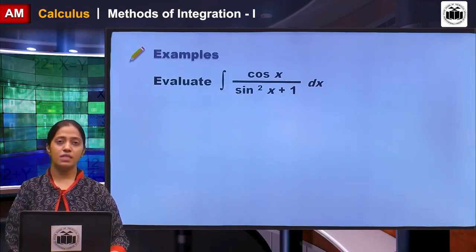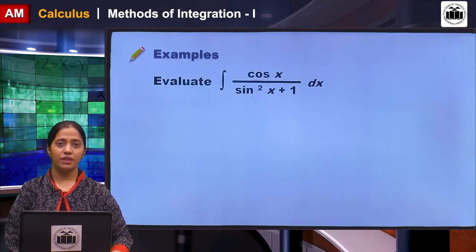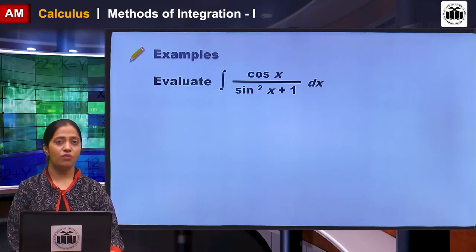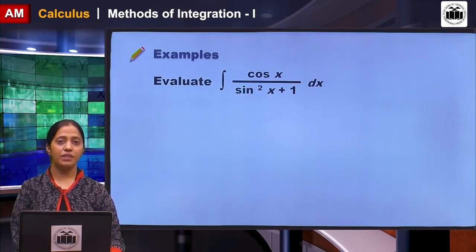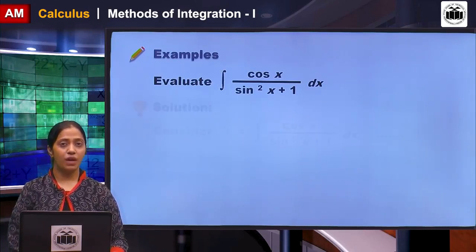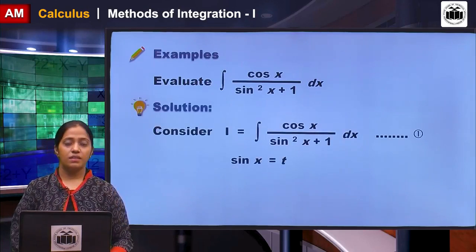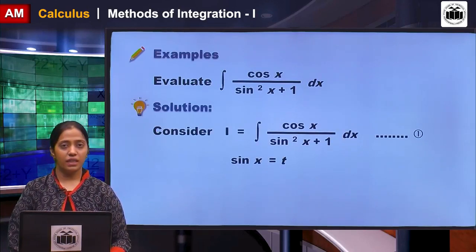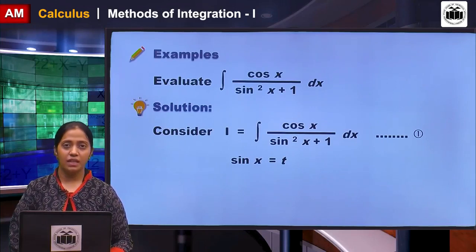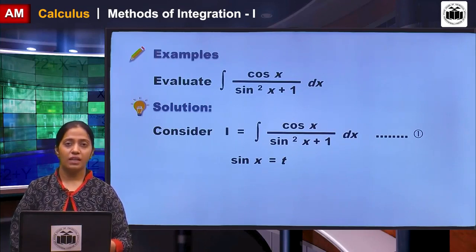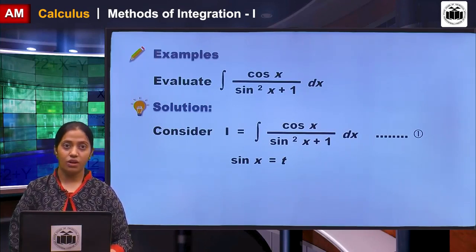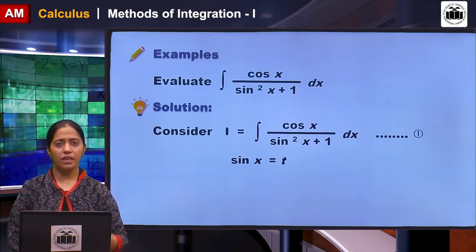Now we will go for the second example, for trigonometry. Integration of cos x upon sin square x plus 1. So let sin x equal t. Is it clear why we are taking sin x, not cos x? And why we are taking the full trigonometric function? Because the angle is x. The angle is not other than x. And the methods are the same.